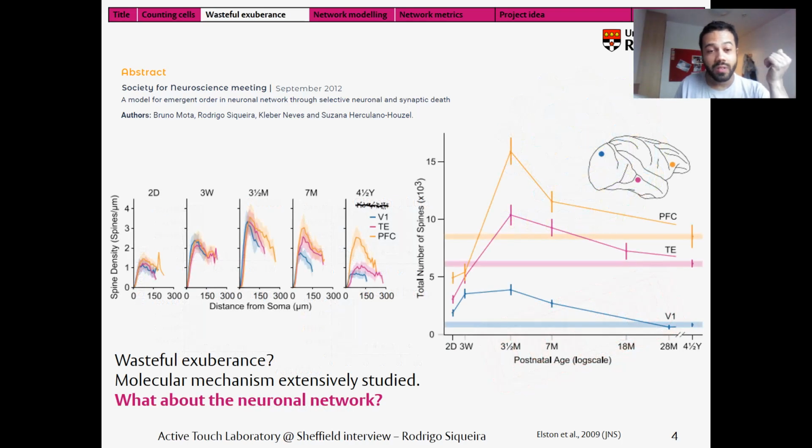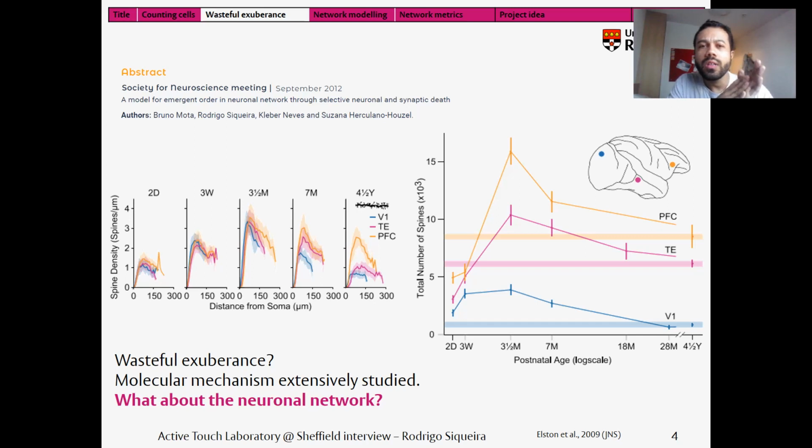The same happens if you look at synapses. This is a quantification of dendritic spines over time in primates, and you see that even though they reach a peak around 3.5 months, they decrease a lot over time. And even though this was extensively characterized at the cellular and molecular level, we still don't know the effect that this loss has on the network, or why evolution would shape the mechanism in a way that it would waste or use a lot of energy to begin with, and then you just cut and kill cells.